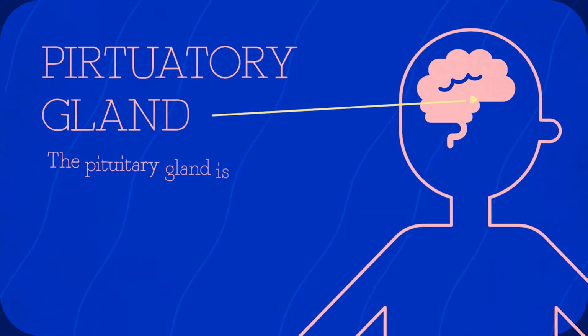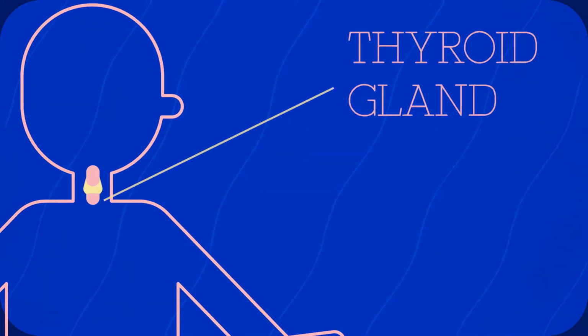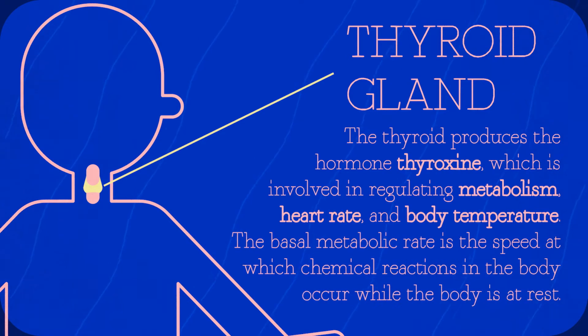The pituitary gland is found in the brain and is the master gland. The pituitary gland secretes several different hormones which act on other glands and regulate other hormones in the body. The thyroid is found below the pituitary in the neck. The thyroid produces the hormone thyroxine, which is involved in regulating metabolism, heart rate, and body temperature. Thyroxine's role is to regulate the body's basal metabolic rate.